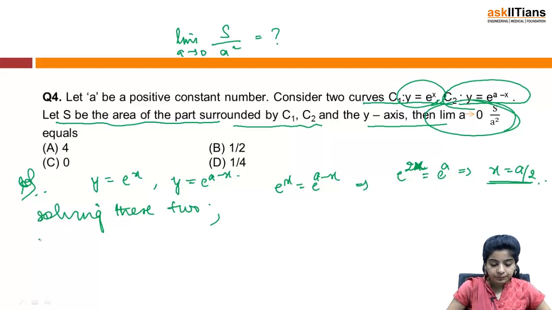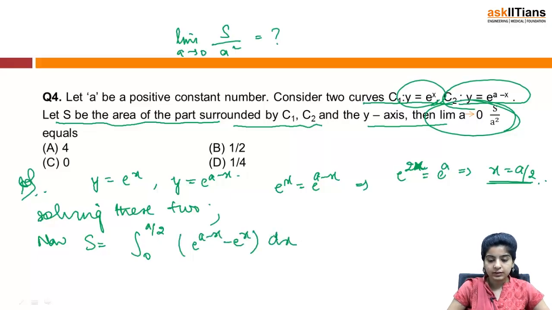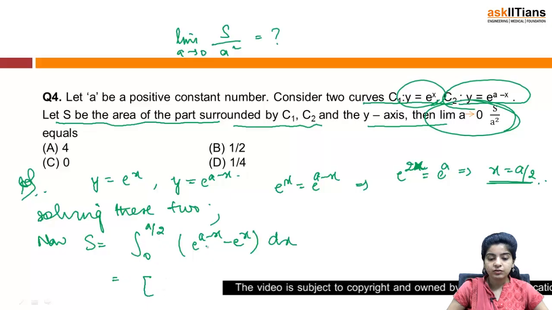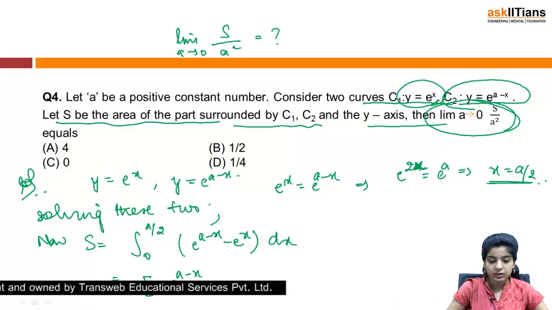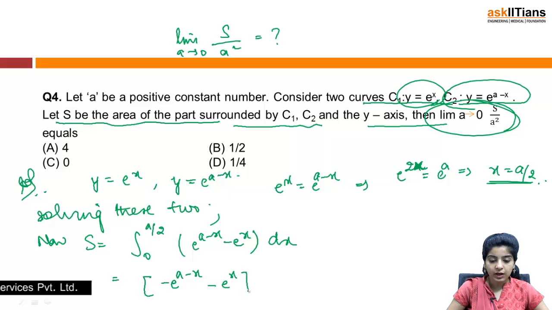Now S would be equal to 0 to a by 2 e raised to a minus x minus e raised to x dx, right? And you just need to simplify this. In fact, you can just solve it out, integrate it. So we have minus of e raised to a minus x minus e raised to x, and the limits would vary from 0 to a by 2.